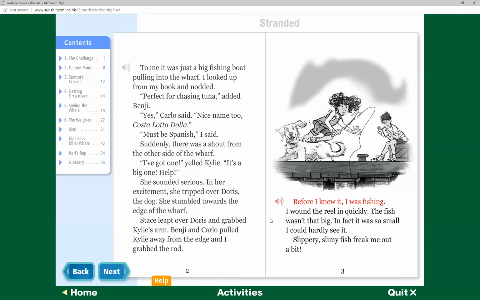Before I knew it, I was fishing. I wound the reel in quickly. The fish wasn't that big. In fact, it was so small I could hardly see it. Slippery, slimy fish freaked me out a bit.